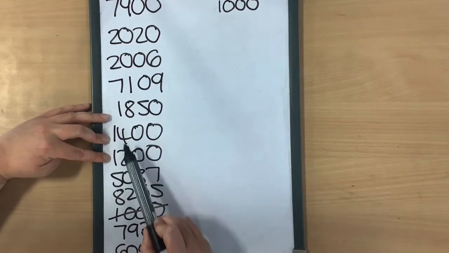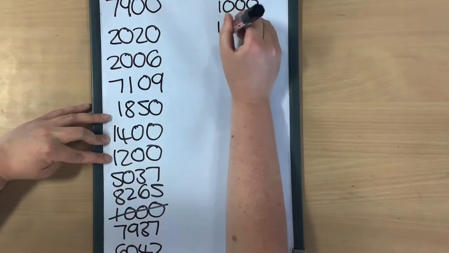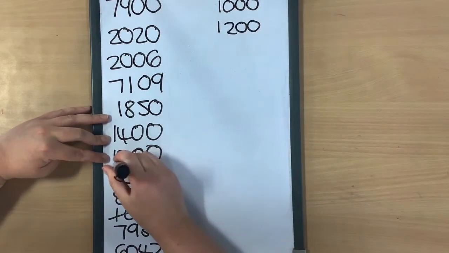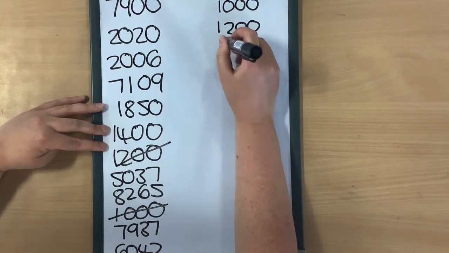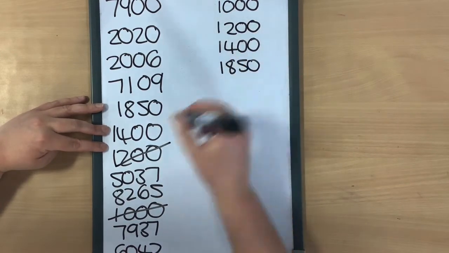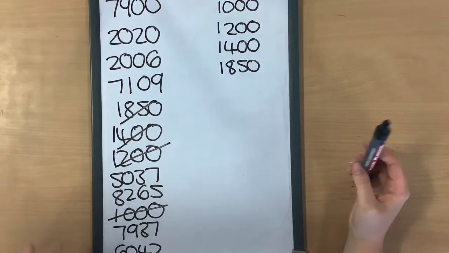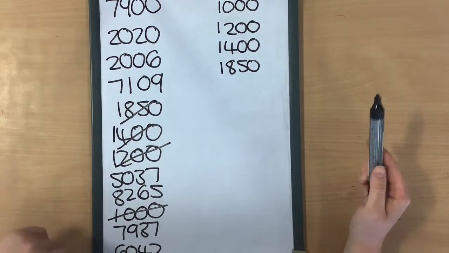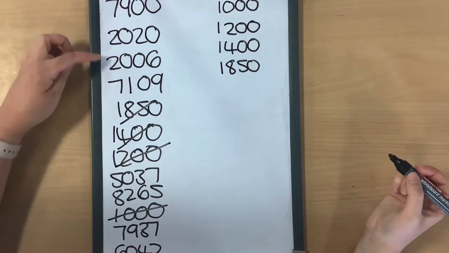Okay, so looking at my hundreds, which is the smallest value, 200s is smallest, so that's my next smallest number. Okay, cross it out. 400 is smaller than 800, so I've got 1,400, 1,850. Okay, next I then look back at all of my numbers and look for the next smallest value.